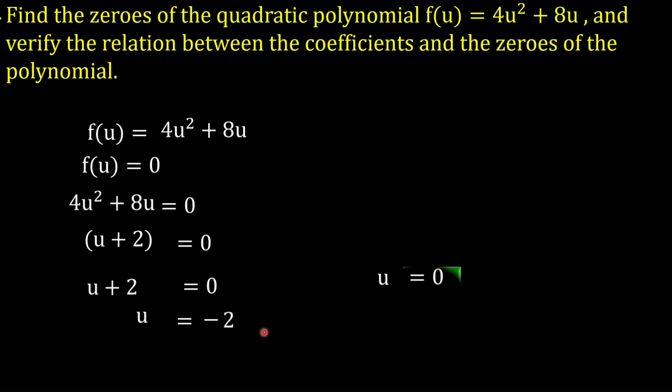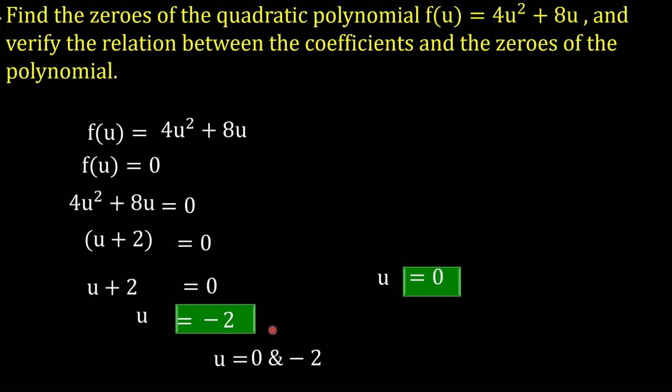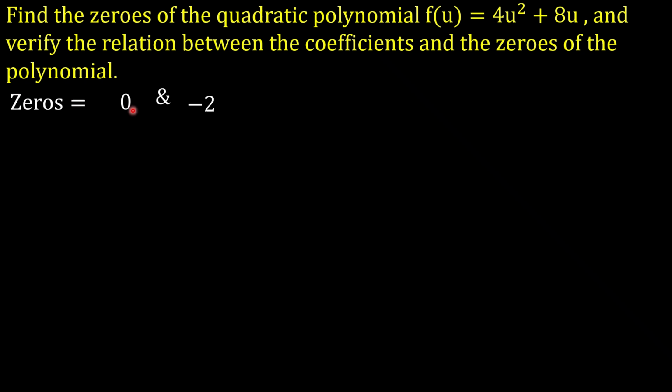Now, we have u = 0 and -2. And these are the zeros of this given quadratic equation. That is, 0 and -2 are zeros of this equation. Now, to verify, we need to find the sum of zeros and product of zeros. Let us assume one zero is alpha and another zero is beta.